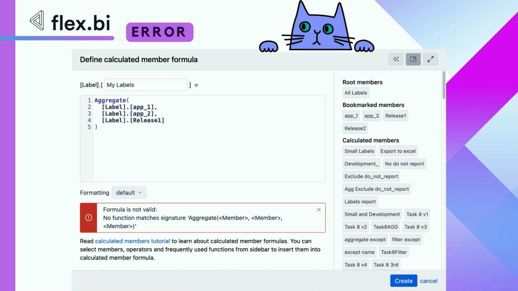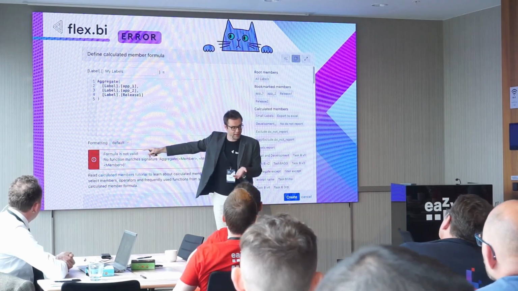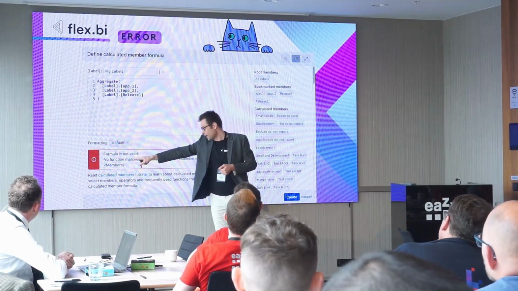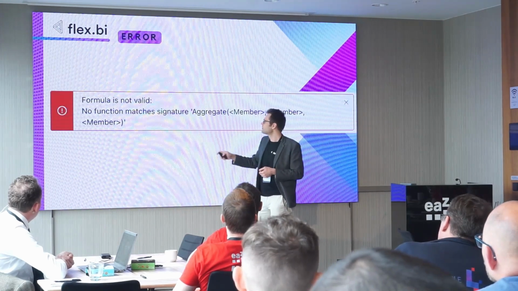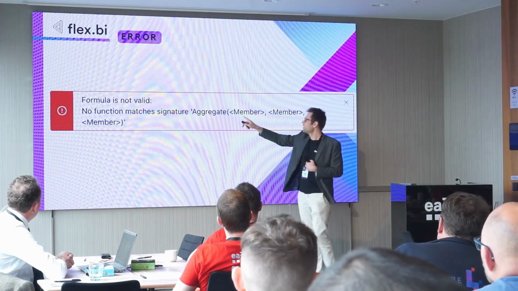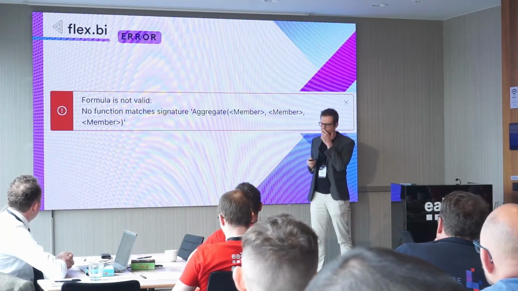I see some smiles in the room already. I'm getting this error. It looks the same, very similar, right? I have aggregate, and I have these members or these labels that I wanted to aggregate together. But eazyBI tells us that the formula is not valid. Okay, very cool. No function matches the signature, aggregate, member, member, member. So what's up with that?